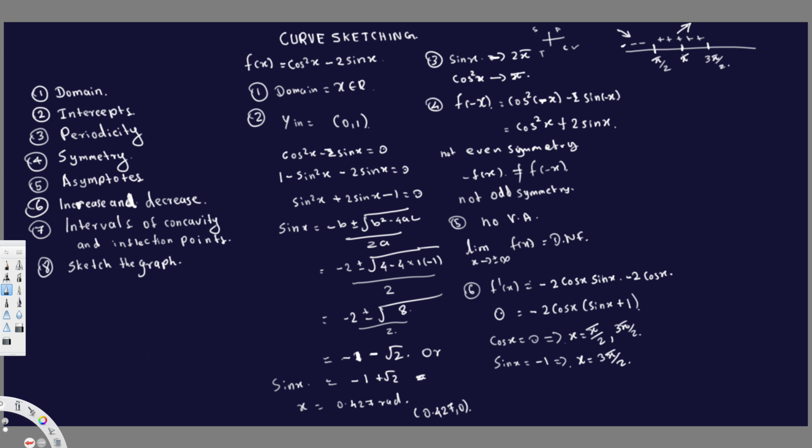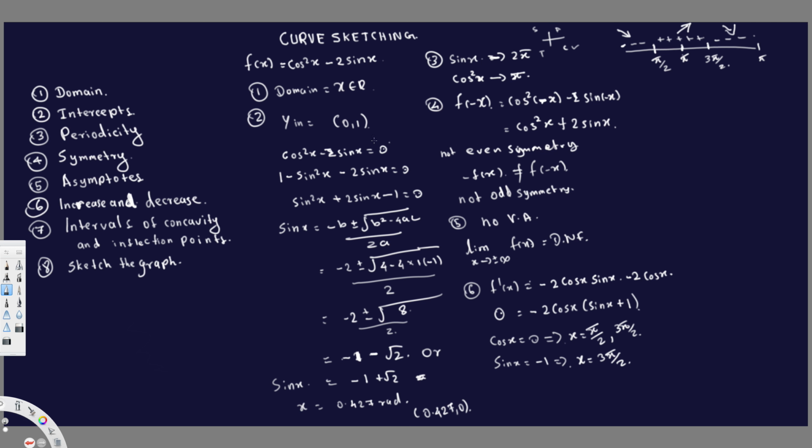Oh, I can take 2π. So let's see, if I take 2π, what's happening? Cos 2π is 1, and sine 2π is 0. Here cos 2π is 1, so it's going to be negative 2 times 1, so it's a negative value. So we can say this is negative, and we can say this is decreasing at this point.